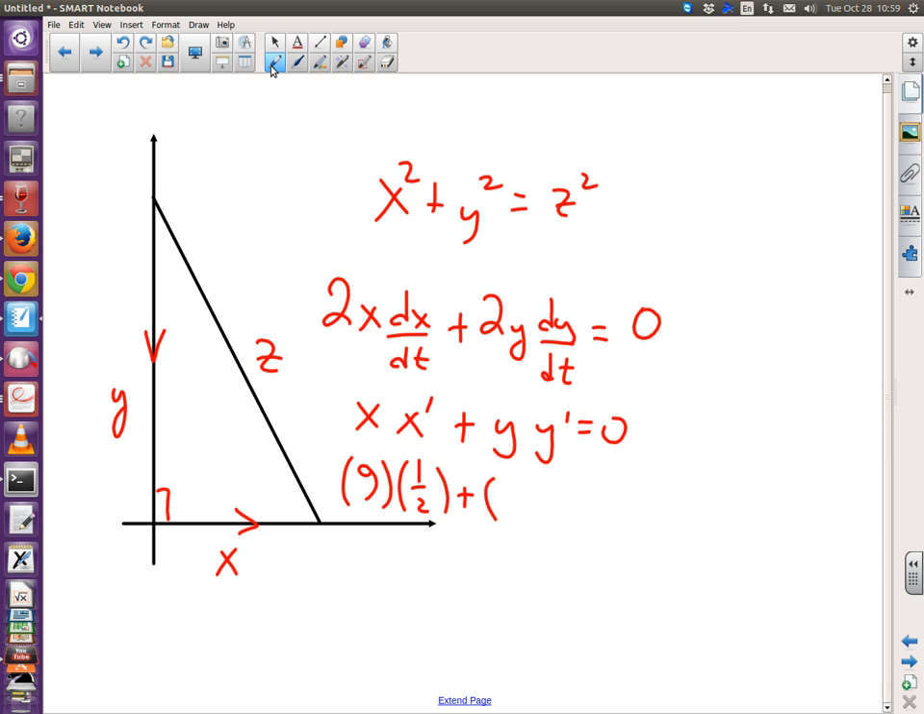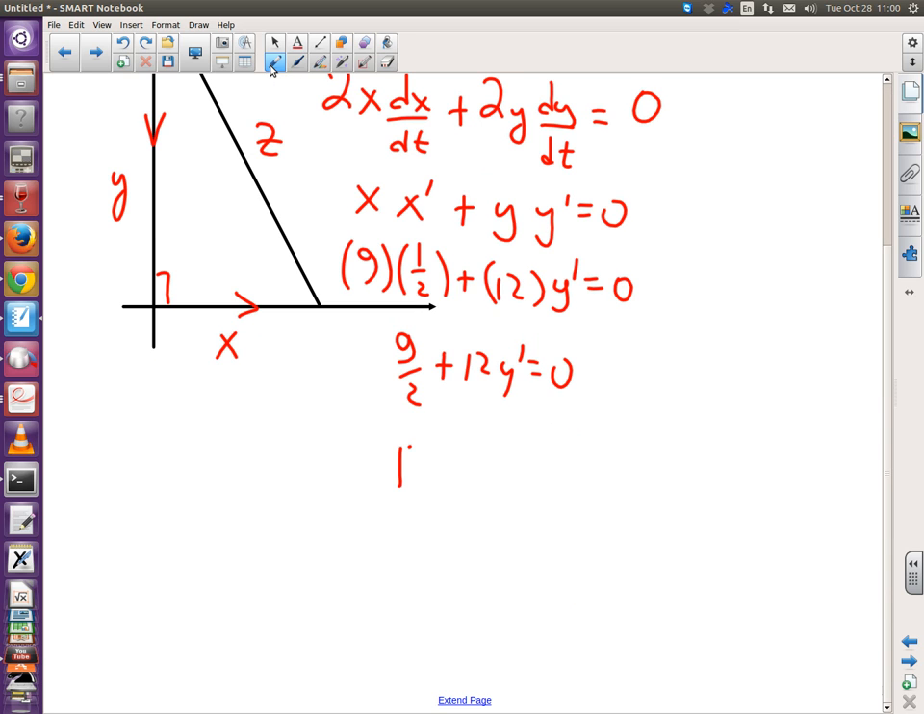If you have to plug in x into the first equation, x squared is 9 squared and z squared is 15 squared. You can solve for y. 12 feet here. And we're finding y prime or dy/dt if you like. Right? So you got 9/2 plus 12y prime is 0. So 12y prime, trying to get y prime alone, is negative 9/2. So divide by 12, and y prime is negative 9/24. But if you want to reduce by, what, 3? Negative 3/8 feet per second, right?